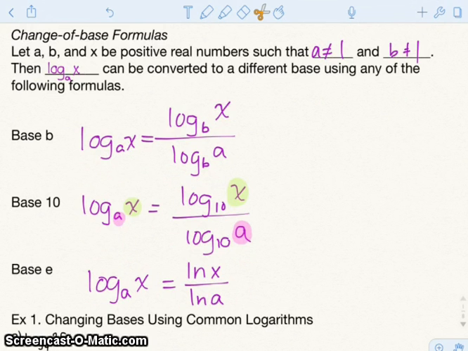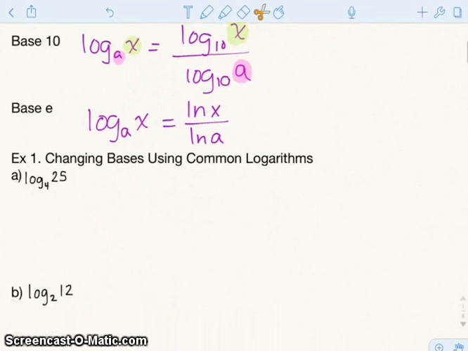So the base in your log becomes the number in your denominator, and then the x will become the number in your numerator, and you simply type it into your calculator like that. You would need to remember which one goes where in order to use it successfully. So I'm going to look at this first example.